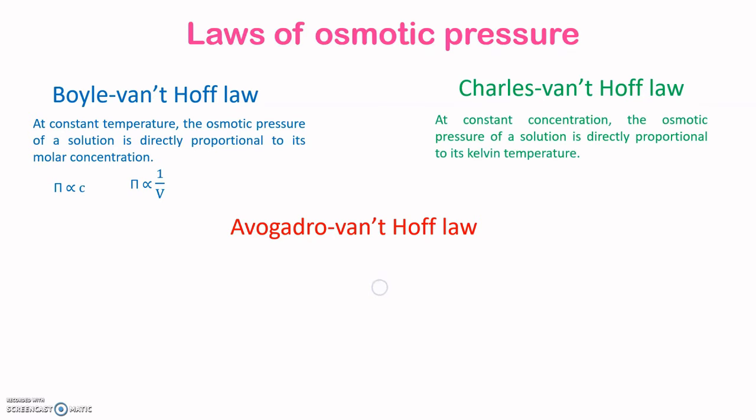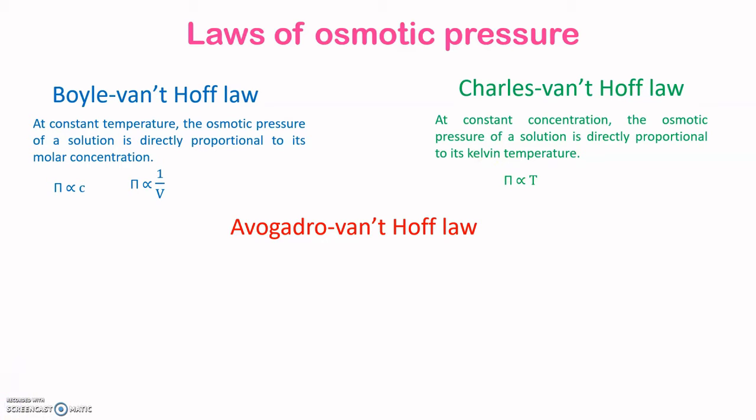Now, Charles-Van 't Hoff law says that at a constant concentration, the osmotic pressure of a solution is directly proportional to its Kelvin temperature. That means it's directly proportional to temperature in Kelvin scale. The expression for Charles-Van 't Hoff law is pi is proportional to T.